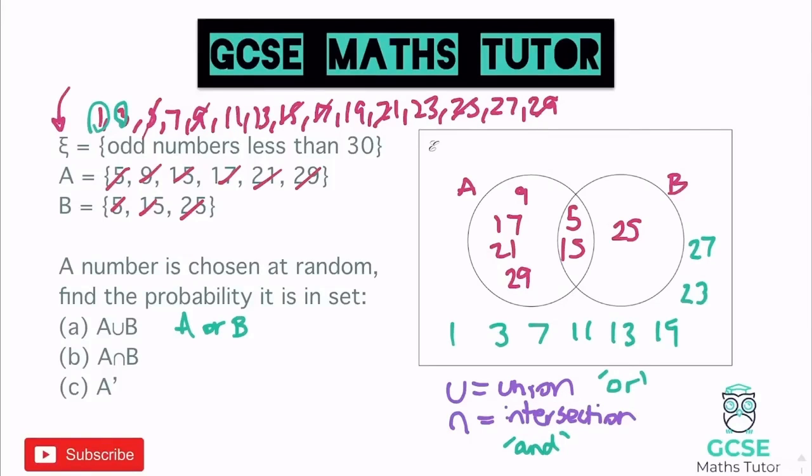So in fact, finding the numbers that are in A or B is all of these numbers within the Venn diagram, okay? So they are all the numbers that are within the Venn diagram there. And if we count them up, there's 1, 2, 3, 4, 5, 6, 7 numbers there. So let's write that down. We've got 7 numbers that are in A or B out of a total. And again, you can count them all from the Venn diagram or from that list that I did at the top, but all the odd numbers between 1 and 30. There are 1, 2, 3, 4, 5, 6, 7, 8, 9, 10, 11, 12, 13, 14, 15 numbers. There you go. So it's 7 out of 15.